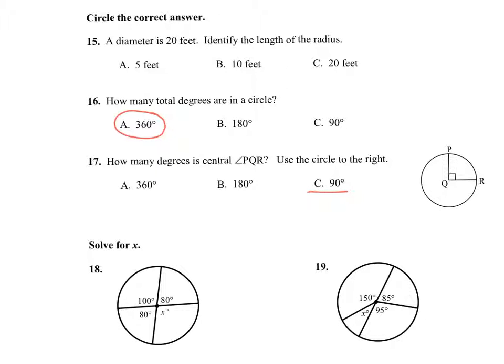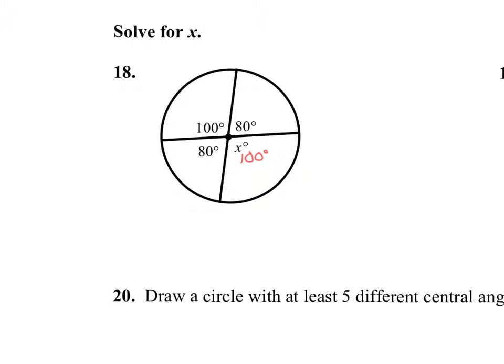In number 17, we know that angle PQR is 90 degrees because there are 90 degrees in a right angle. Finding X for number 18 should be fairly easy. They are vertical angles, so the angle directly opposite is also 100.